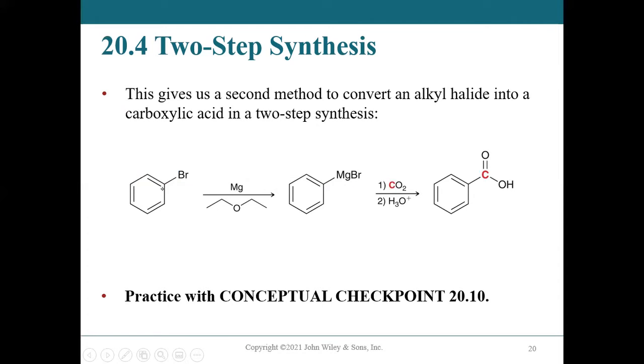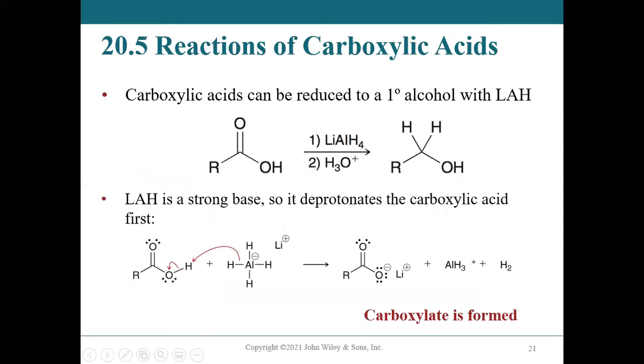So we're starting with bromobenzene, use magnesium metal in solvent of diethyl ether, produce this Grignard, then react with carbon dioxide, work up with acid, and produce benzoic acid.